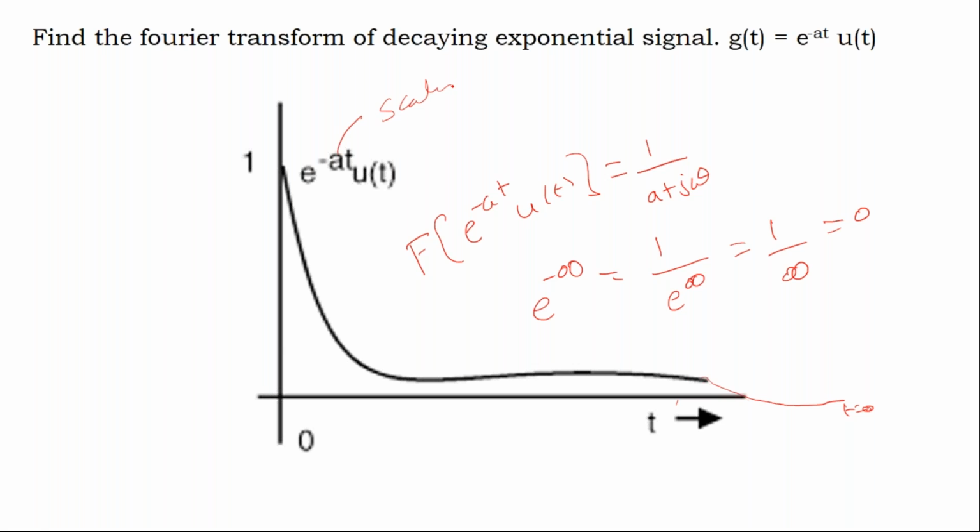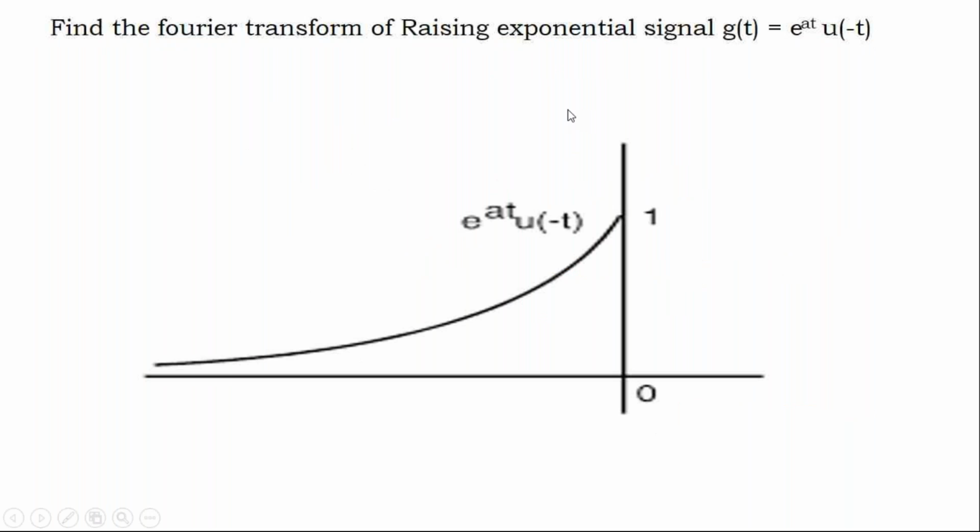Now I'm going to take you to the next slide. Now observe this. What is this waveform? Now this waveform we call the rising exponential. Now tell me what is the Fourier transform for this?